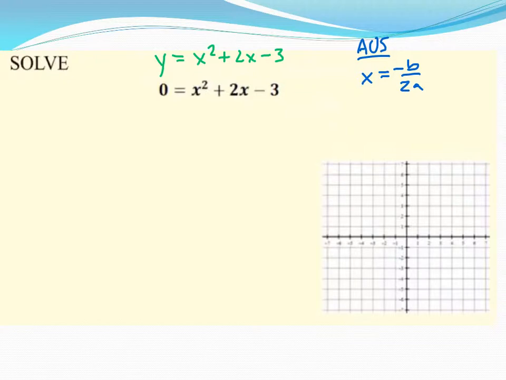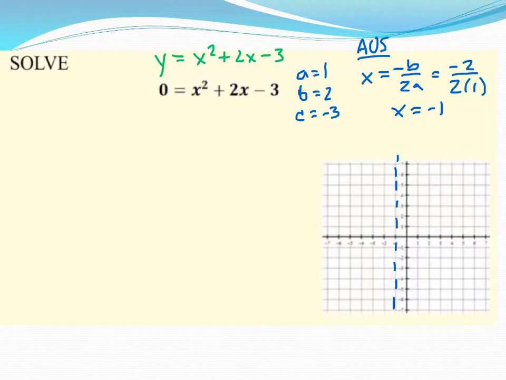So we're going to look at our equation here and identify what are a, b, and c. I see that a is the number in front of x squared. Notice how this one is 1. So I have a equals 1. B is the number in front of x. I have a 2. And lastly, c is the last number. I have a negative 3. So plugging our values in, I have negative 2 over 2 times 1. If we simplify here, it's going to give me x equals negative 1. So that means my axis of symmetry is at negative 1. Goes down this value here.